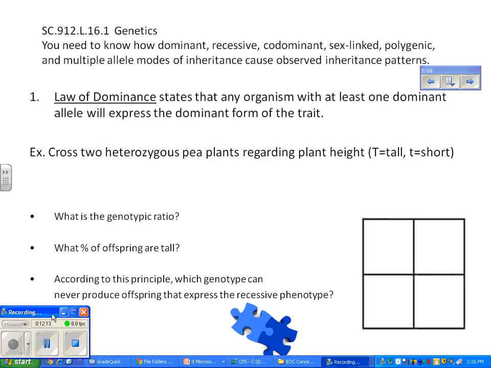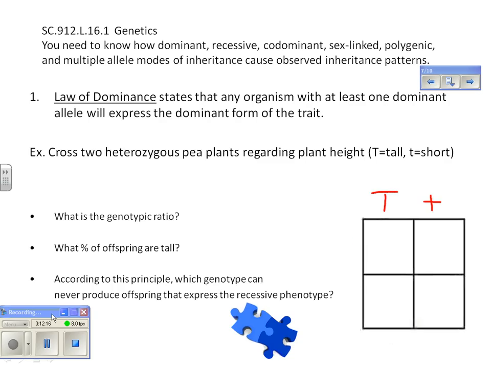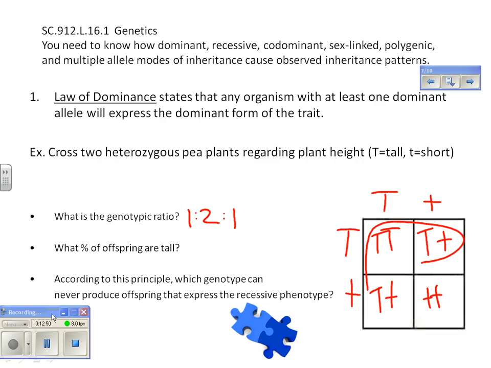So if we have two heterozygous plants for plant height, that means that we have each plant having the two different alleles. If we do our test cross here, the genotypic ratio of our offspring, if you see here, we have one homozygous dominant, we have two heterozygotes, and we also have one homozygous recessive. The percent of offspring that are tall? Remember that if you have one dominant trait, you express that dominant trait, which means that we have 3 out of 4 individuals that are tall, which would leave us with 75%.